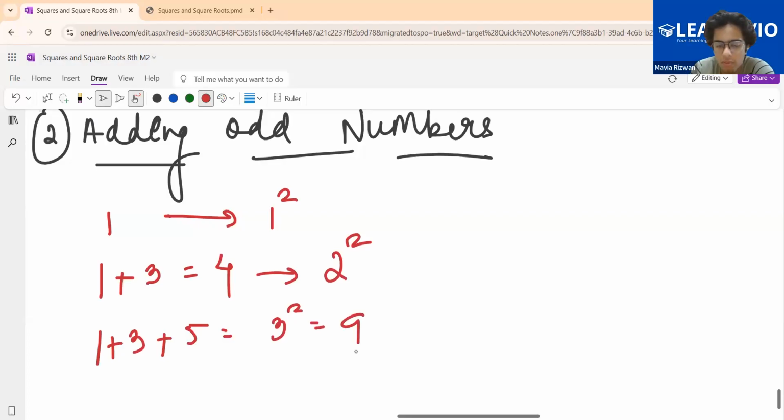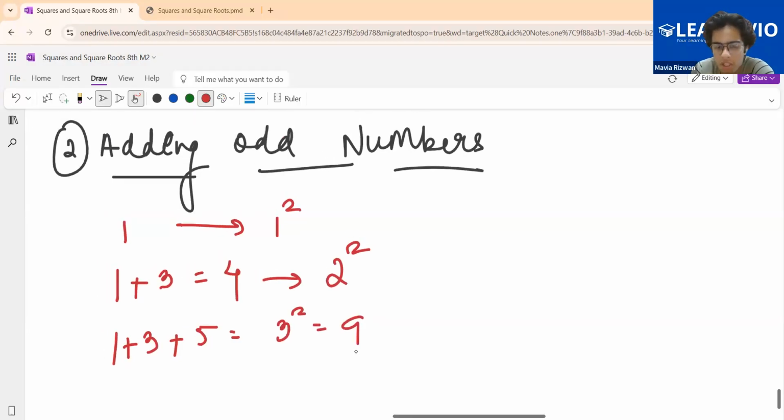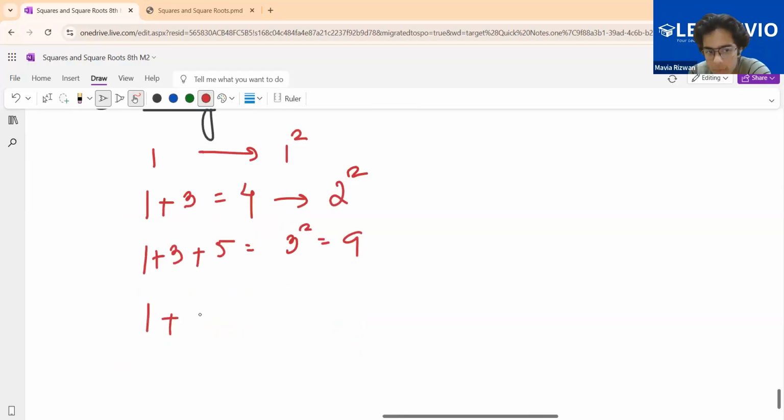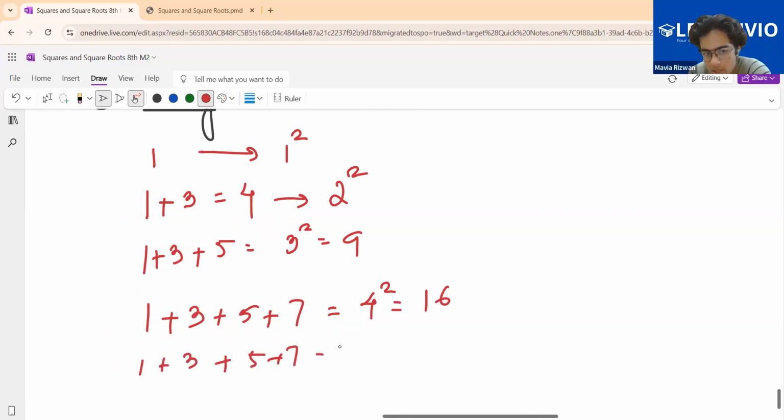Okay. 1 plus 3 plus 5 plus 7. Now 4 odd numbers, so that would be 4 square, that is 16. 1 plus 3 plus 5 plus 7 plus 9. Without even adding it, I can tell that this is 5 square and this is 25. So just count the number of odd numbers. There are 5 first odd numbers, so the sum is equal to 5 square, that is 25.